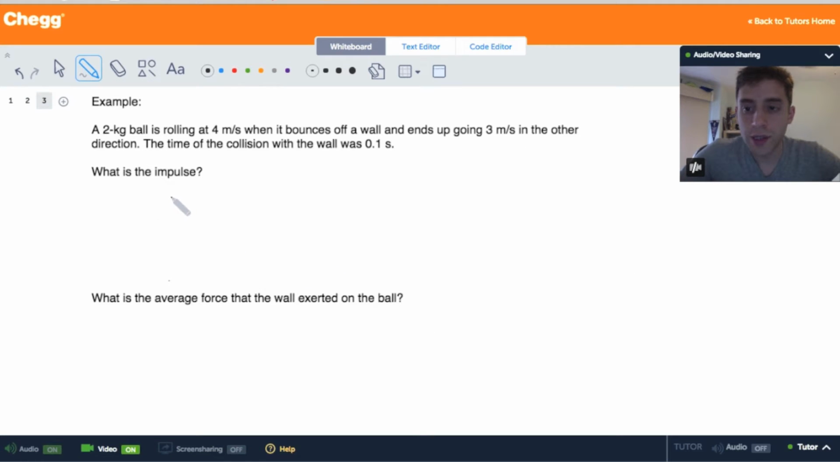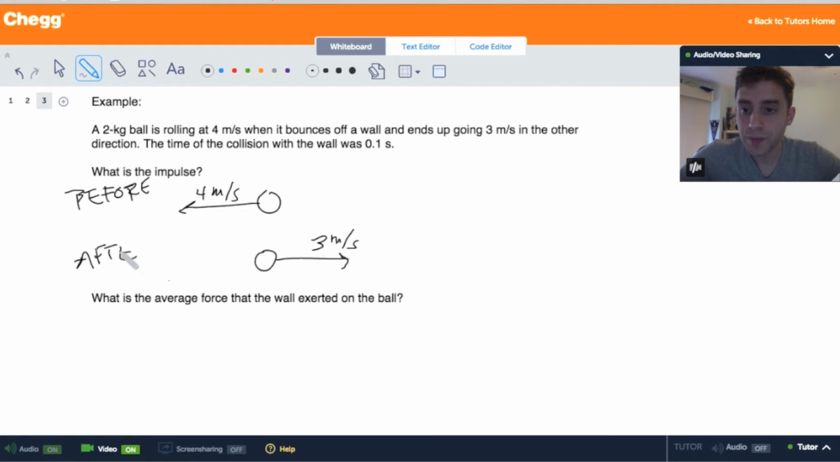So now let's do an example. A 2-kilogram ball is rolling at 4 meters per second. It bounces off a wall and ends up going 3 meters per second in the other direction. The time of the collision with the wall was 0.1 seconds. So this is before the collision with the wall. This is after. And we can find the impulse. So the question asks, what is the impulse?